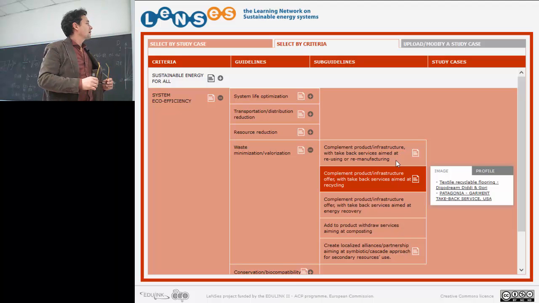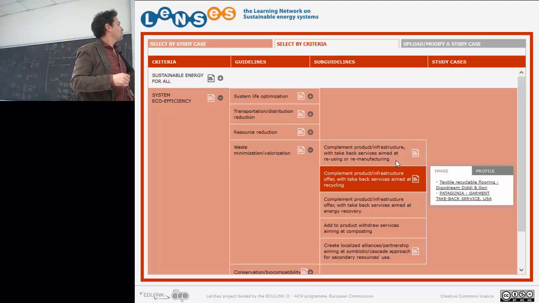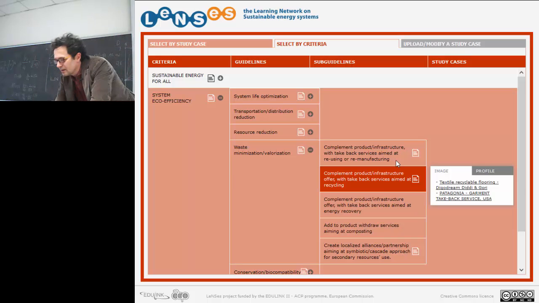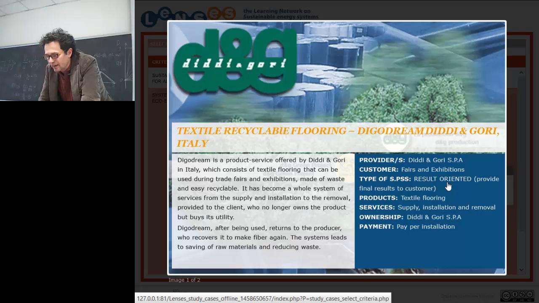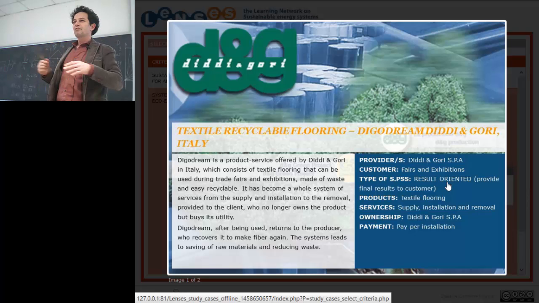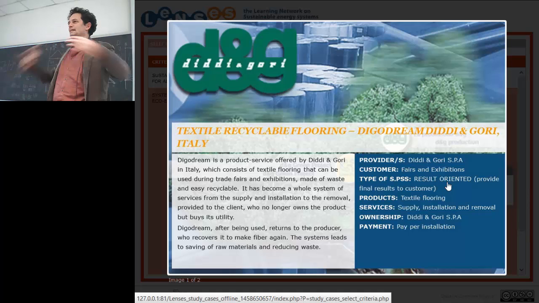Complement product and infrastructure with take-back services aimed at recycling. Here we have a couple of cases. I will just show you one. This is Desso. They are offering textile flooring for fairs. You know, in fairs, they put this textile flooring, and there is lots of waste after.